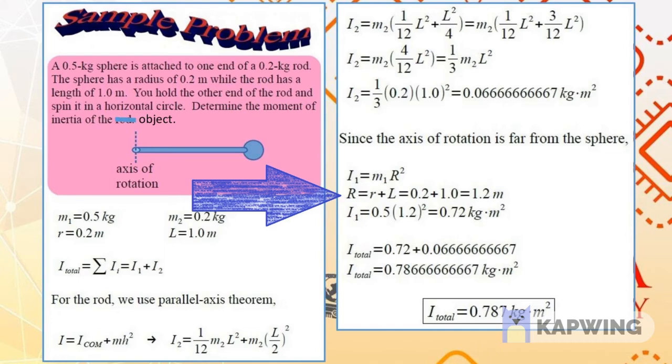Knowing now the moment of inertia of the sphere I1 and moment of inertia of the rod I2, I total is equal to I1 plus I2, we get the moment of inertia of the object to be 0.787 kilogram meter squared. And that's it for part 1 of the examples discussion of angular motion.